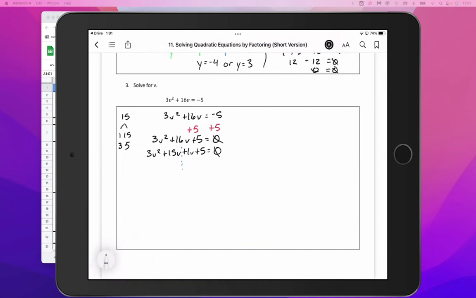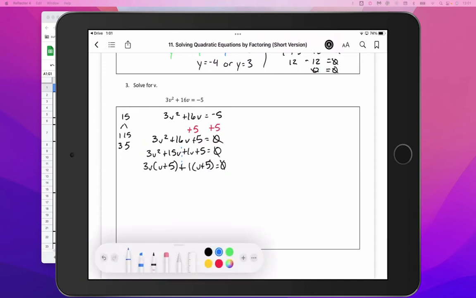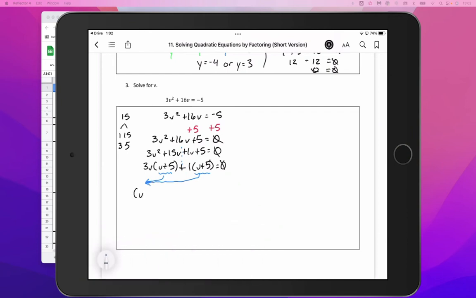On the left side, I can factor out a 3v. And on the right side, I can factor out a 1. Kind of weird to factor out a 1, but taking a 1 out is the only thing that will make a v plus 5 so that our two sides match. And then remembering that since they both have a v plus 5, we can factor out the v plus 5. And what's left is 3v plus 1.